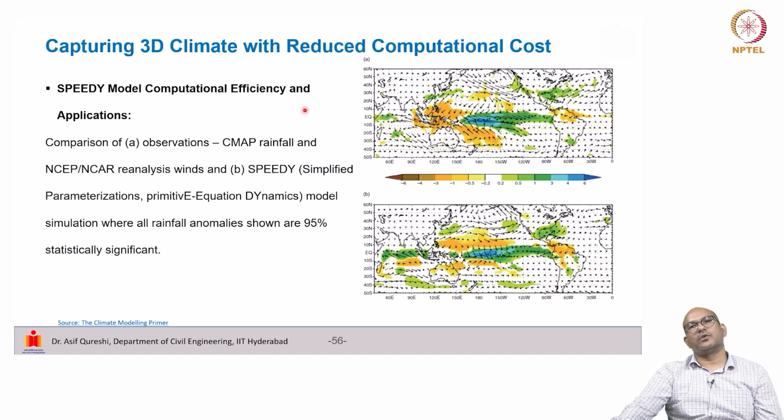When we ask how the model performs, we can compare with the observations, of course. So, this is a model result and observations. Above we have the observations of rainfall and reanalysis winds. We do not need to go with the numbers, we can actually do a color comparison. This is the world map, longitude and latitude. A is the observations, B is the model simulations.